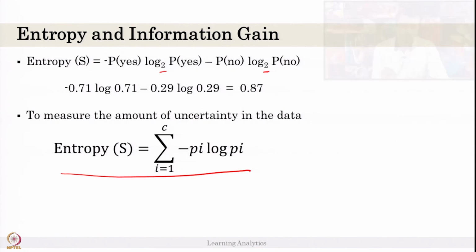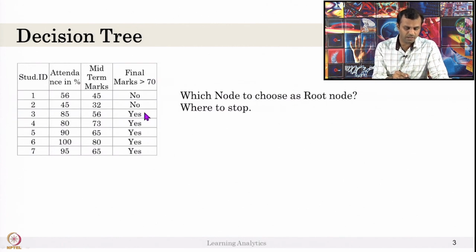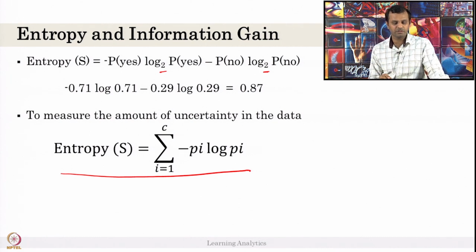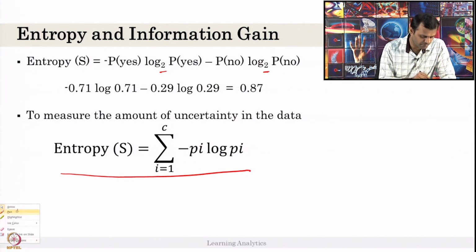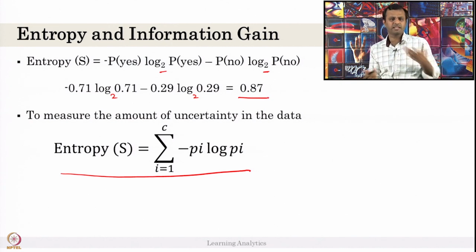If you compute this with log base 2 for the previous table, let us see how many yes and how many no: 1, 2, 3, 4, 5 out of 7. So, 5 out of 7 is 0.71 and 2 out of 7 is 0.29. If you compute that with log base 2, the value is 0.87. What does this 0.87 mean? It is the entropy. Should I consider this as good or bad? What does this 0.87 mean?